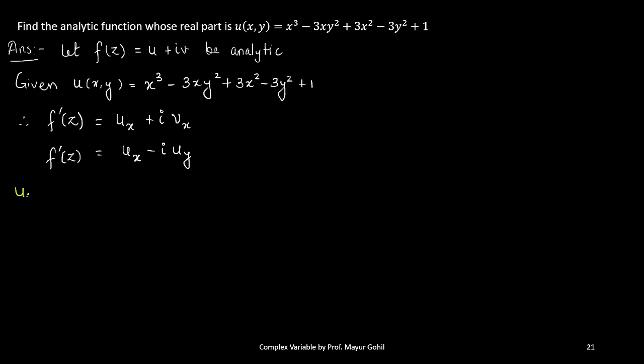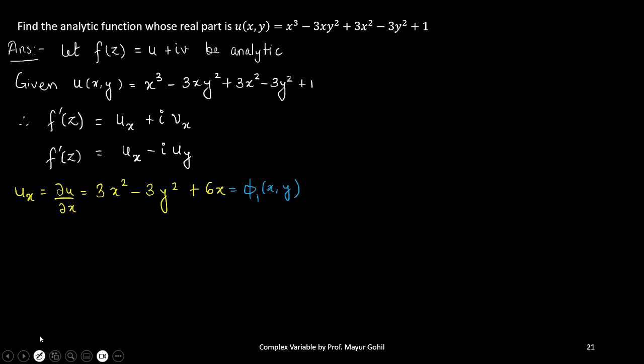So u suffix x, meaning the partial derivative of u with respect to x, is going to be 3x square minus 3y square plus 6x, and then minus 3y square plus 1 is constant, so that is going to be 0. This is the derivative we get, and we label this one as phi1(x, y).